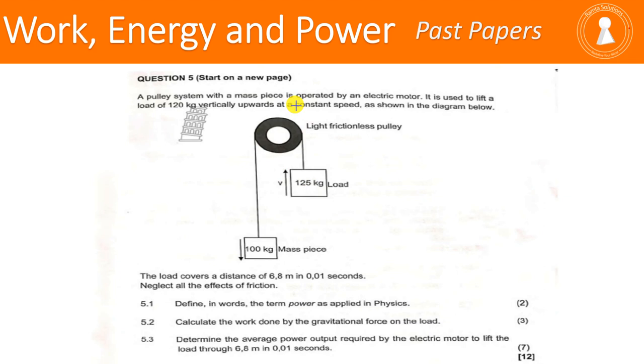Okay, perfect. Now, 5.3: determine the average power output required by the electric motor to lift the load through 6.8 meters in 0.01 seconds. To do this, first thing first, we need to know the work done by the electric motor. The electric motor is not shown here, but we need to know what it does. Remember, it is used to lift a load of 120 kilograms vertically upward. This is its function.